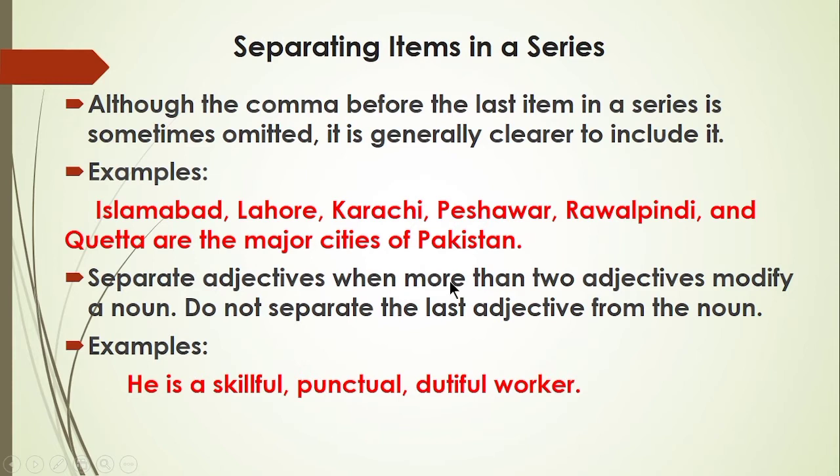Separate adjectives when more than two adjectives modify a noun. Remember, when more than two adjectives come with a noun, they modify one noun, we separate them with the help of comma. But remember, do not separate the last adjective from the noun. The last adjective remains with the noun. We do not put a comma between the last adjective and the noun. For example, he is a skillful, comma, punctual, comma, dutiful worker. So dutiful and worker are not separated from each other. Worker is the noun and dutiful is the last adjective.